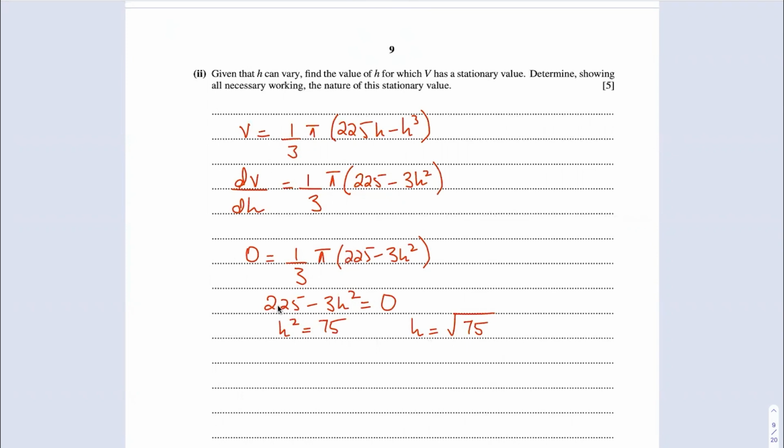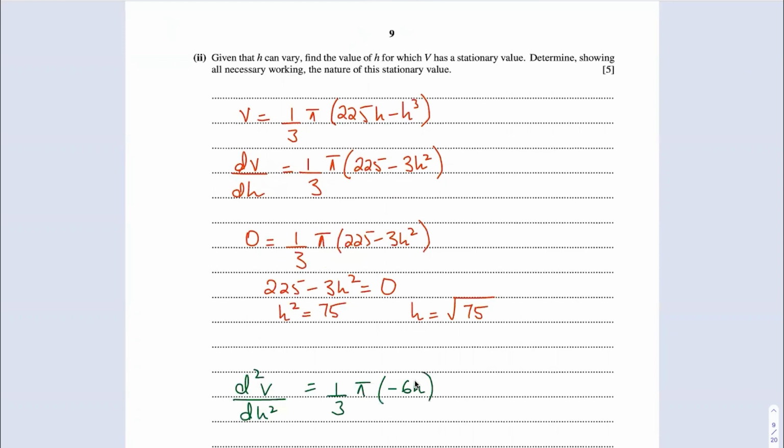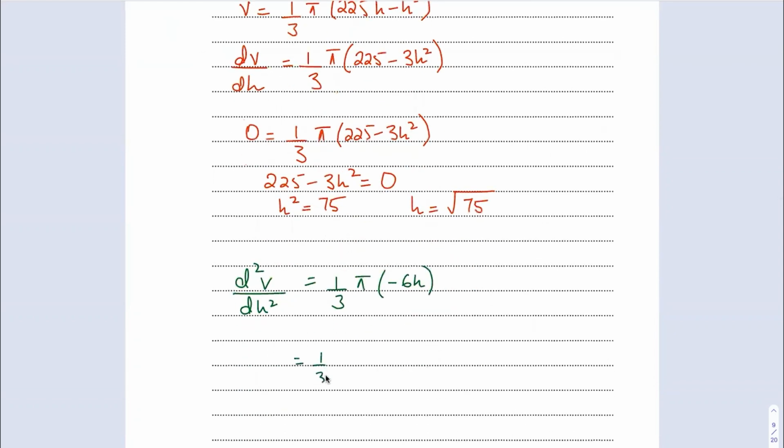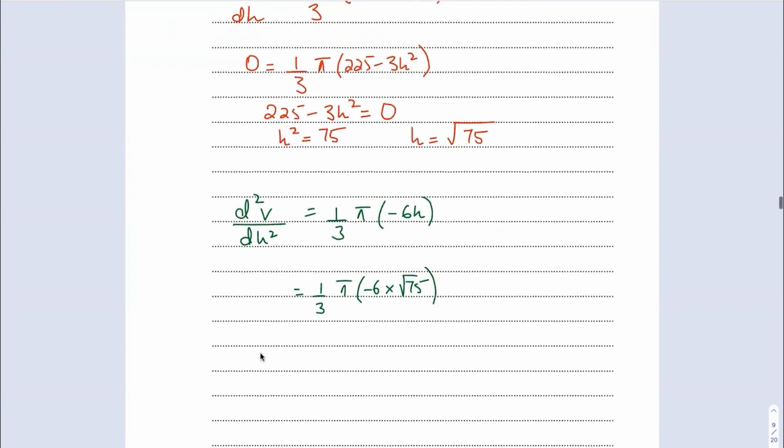For the nature of the stationary value, we'll differentiate the function again. So differentiating the function again, we get d square v upon dh square, which is equal to 1 upon 3 pi, which will again remain as it is. The 225 will become a 0. And differentiating minus 3h square, we get minus 6h. Substituting square root of 75 over here, we'll get 1 upon 3 pi into minus 6 into square root of 75. Now, as we have a negative value, we know that the double derivative will be less than 0, which means that this will be a maximum point.